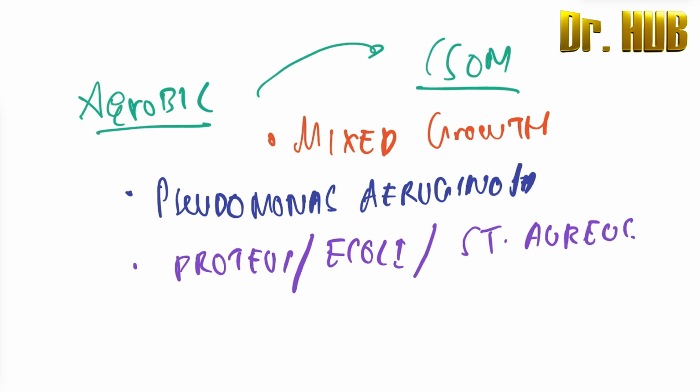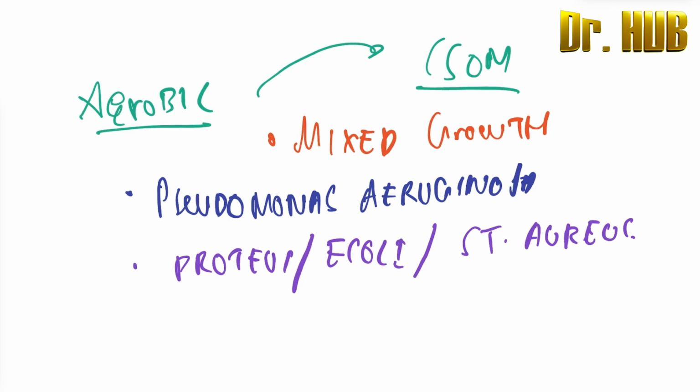So in CSOM aerobic organisms, there is mixed growth, there is Pseudomonas aeruginosa, there is Proteus, as well as E. coli and Staph aureus. So important is there are two P's: Pseudomonas aeruginosa as well as the Proteus.